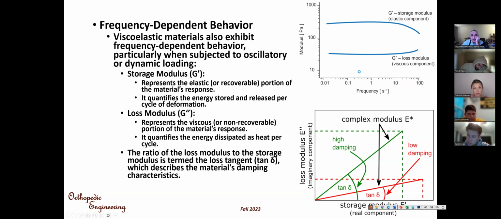And the loss modulus is the response of the viscous portion of the material. The elastic portion is the recoverable part. The viscous is not the recoverable part. That is why it is called loss modulus. This is the loss modulus, the lower one. The upper one is the storage modulus.